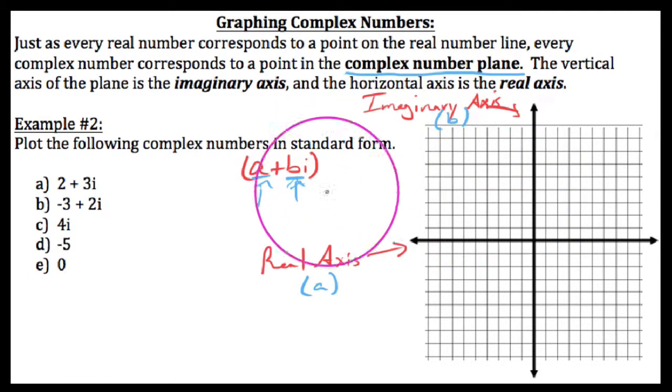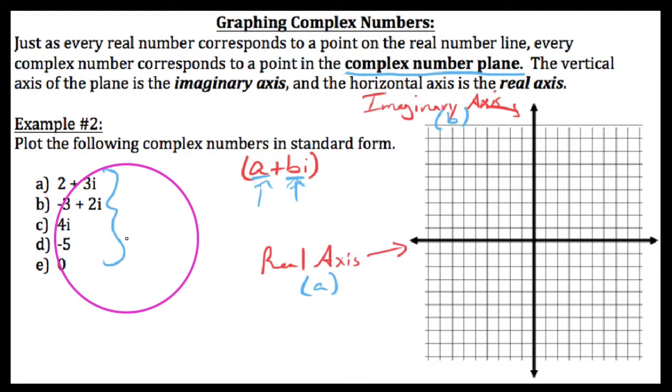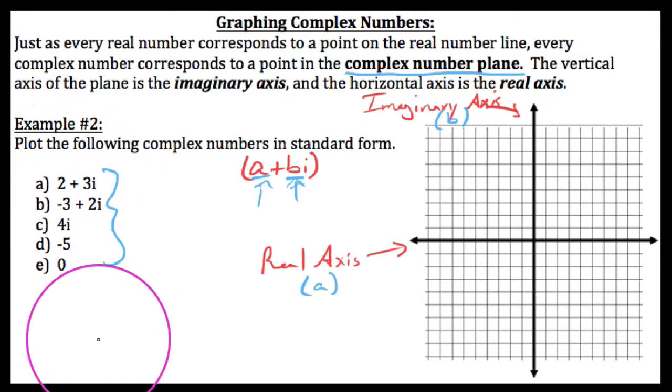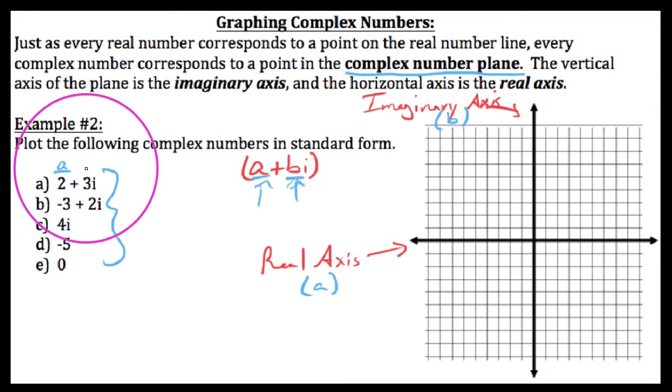But essentially, all of these numbers on the left here, we're just going to graph them very quickly and show you how this works. All we need to know is what's the real part, what's the imaginary part. We can actually graph the number in the complex number plane. In this first example, we have 2 plus 3i. A is the real part and B is the imaginary part. We have an A value of 2 and a B value of 3. What this means is from the origin, we will go right 2 and up 3.